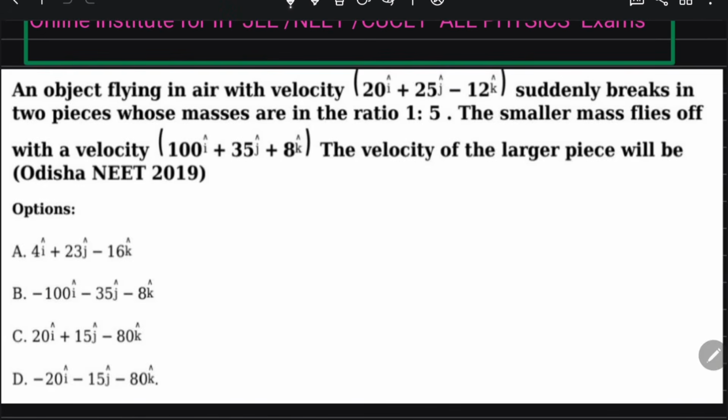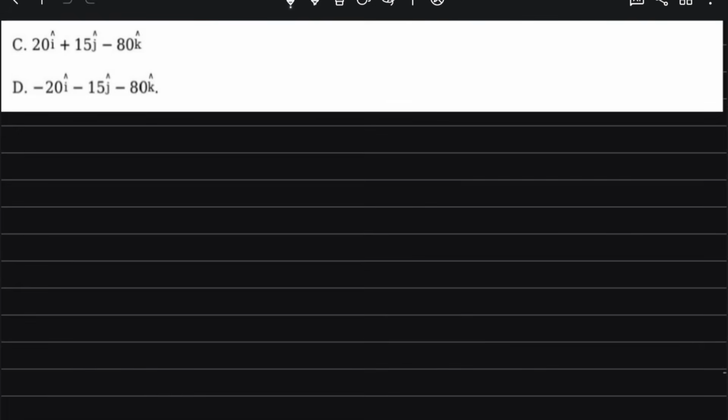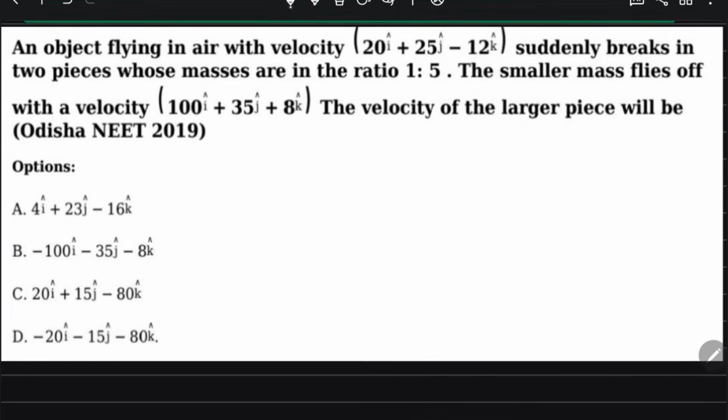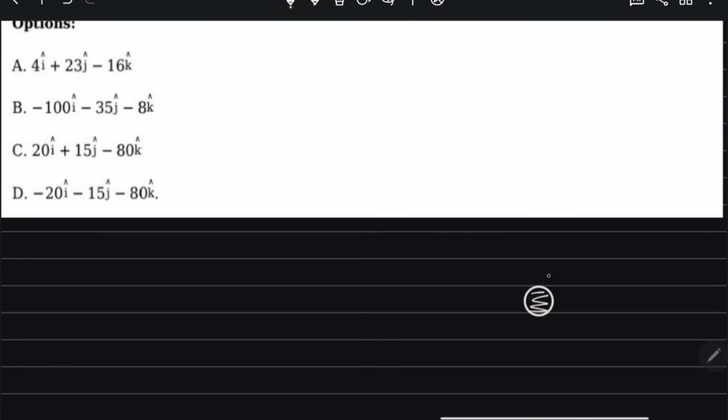This is a NEET 2019 question. An object flying in air with a velocity suddenly breaks into two pieces whose masses are in the ratio 1:5. The smaller mass flies off with a given velocity. Find the velocity of the larger mass. So it is like this situation. An object flying in air, if I assume the total mass is 6m, then after that they fly like this, m and this is 5m.